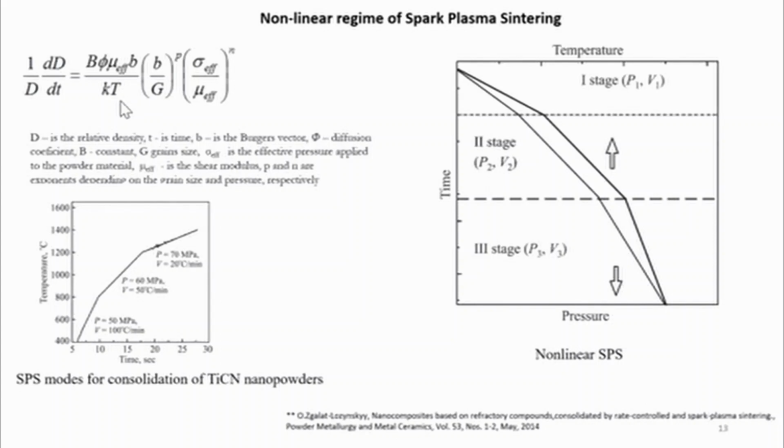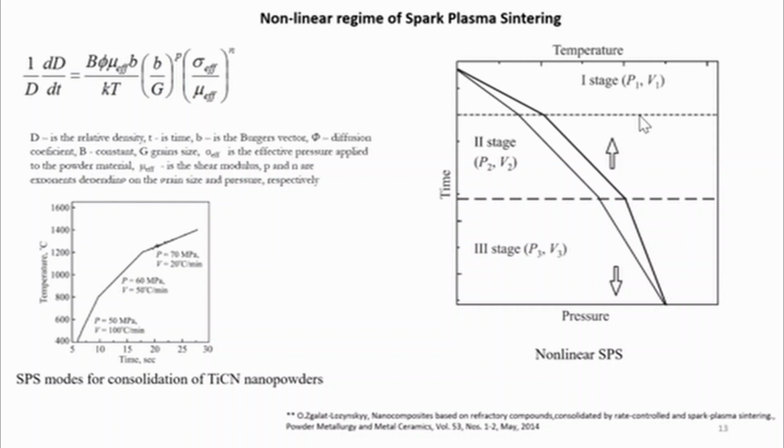Nonlinear spark plasma sintering involves several stages. For example, here are presented 3 stages. The first stage has a high heating rate and lasts until reaching a density around 75%. The intermediate stage has a reduced heating rate, and the final stage has the minimum allowed heating rate. Relatively low pressure, sufficient to ensure good electrical contact, is applied to the powder material at the beginning of the process.